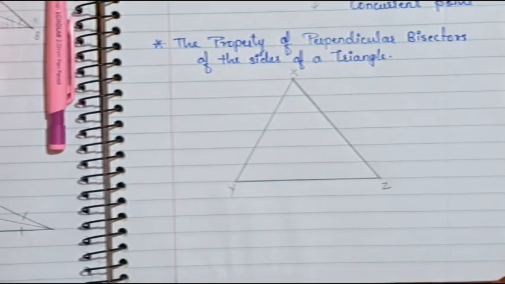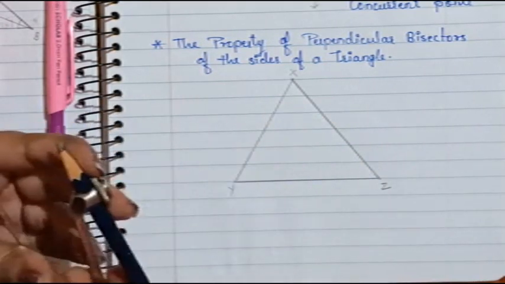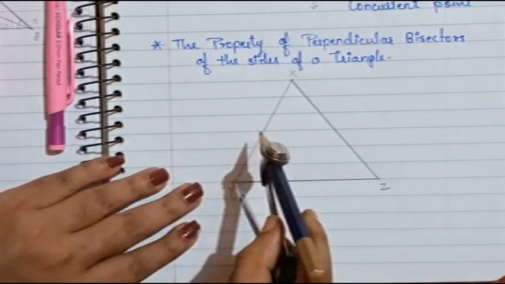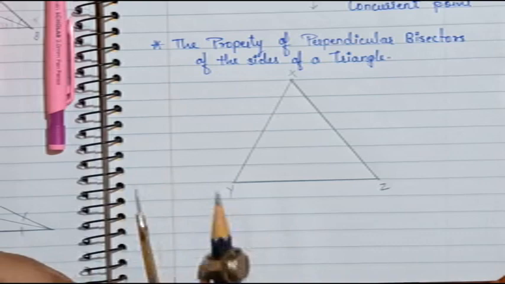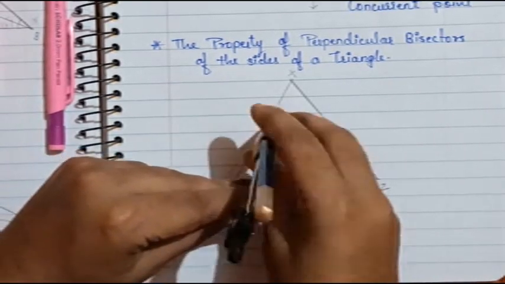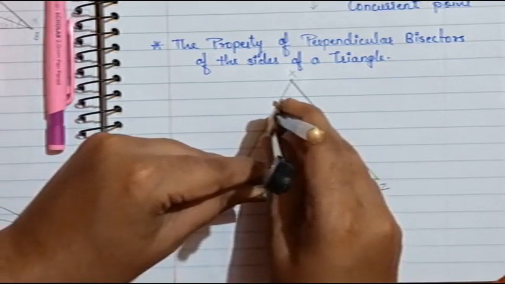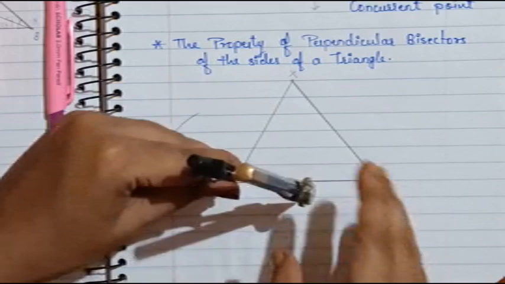For bisecting, we will again use the help of a compass. Now, students, while bisecting a line segment or a side, I have always told you that you are supposed to take a distance more than half. So now this is exactly more than half. Okay, so I will make the arcs over here.